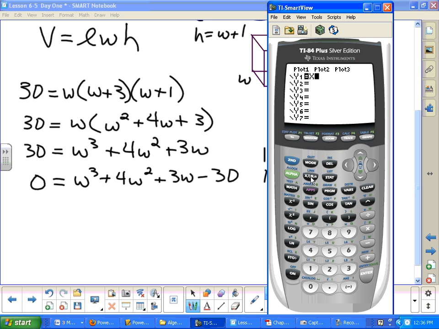So x cubed plus 4x squared plus 3x minus 30. And we want to know, when does that equal 0? So you could put 0 here in y2, but you don't have to.